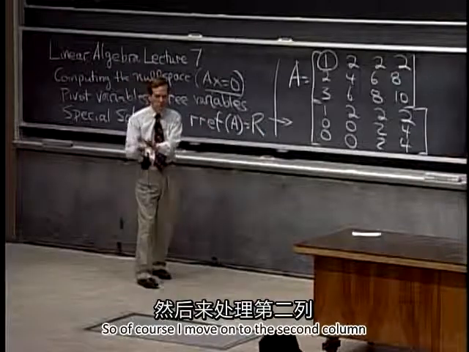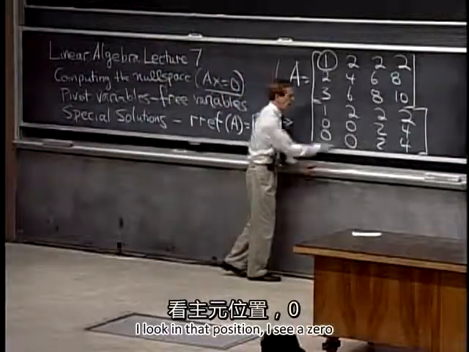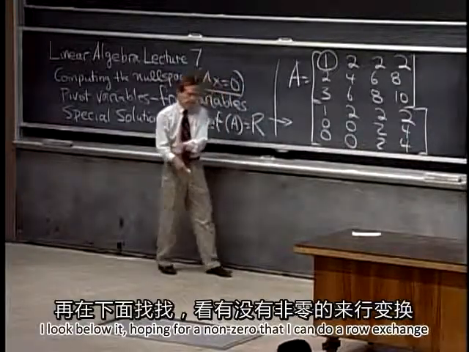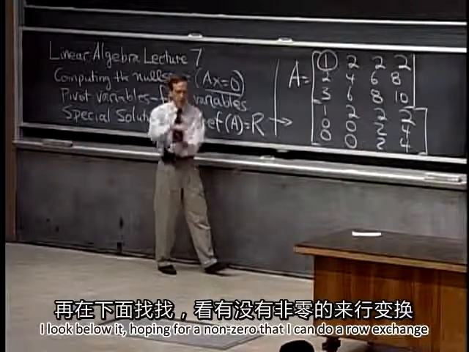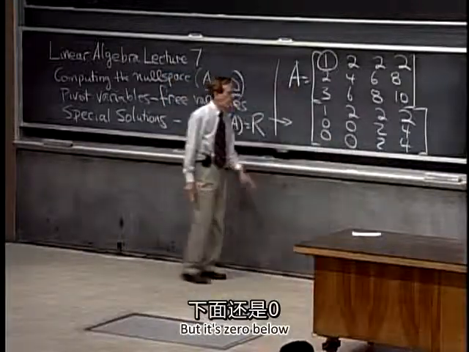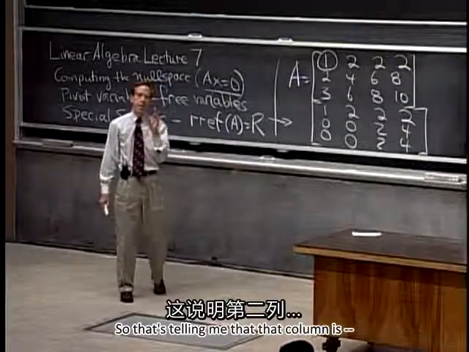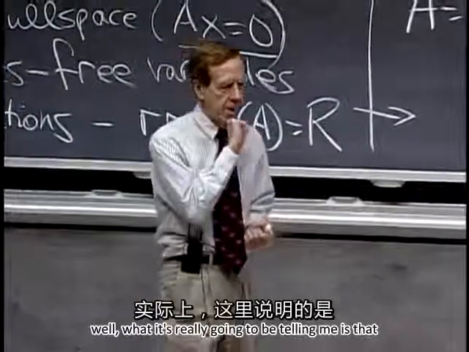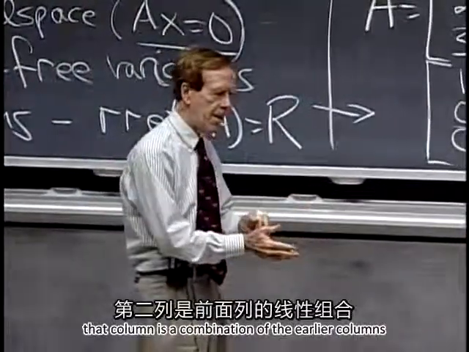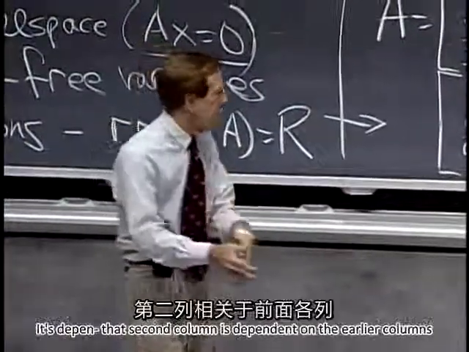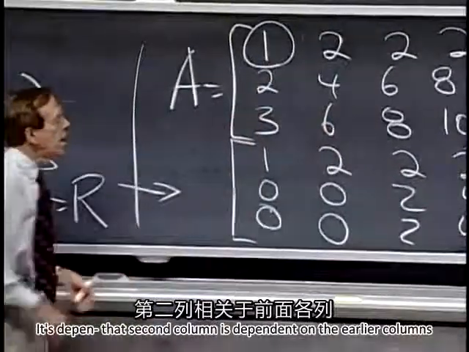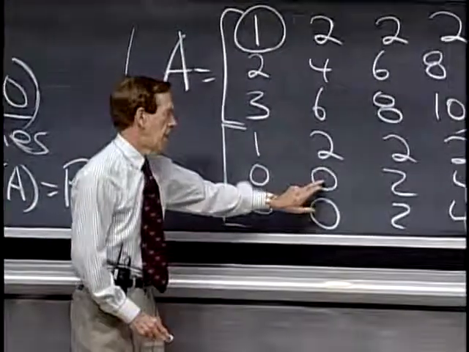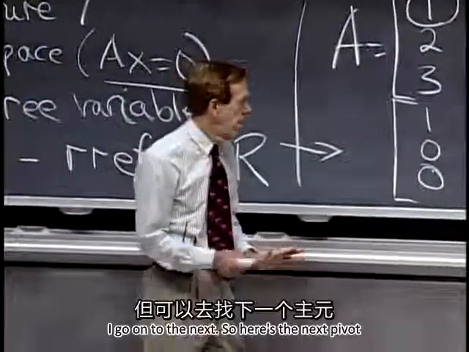So, of course, I move on to the second column. I look in that position, I see a 0. I look below it, hoping for a non-zero that I can do a row exchange, but it's 0 below. So that's telling me that that column is a combination of the earlier columns. That second column is dependent on the earlier column. But I don't stop to think here. There's nothing to do in that column, I go on to the next.